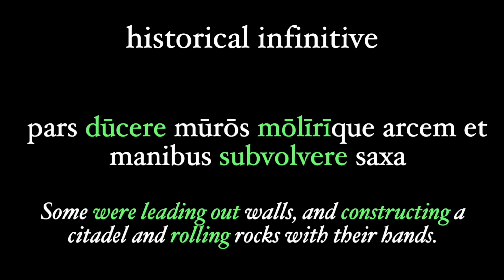And here's this example from the Aeneid. Pars ducere muros, molirique arcem, et manibus subvolvere saxa. Some were leading out walls and constructing a citadel and rolling rocks with their hands. The pars, here translated as some, is our nominative subject of three different historical infinitives. In fact, this passage continues with two more of these infinitives.